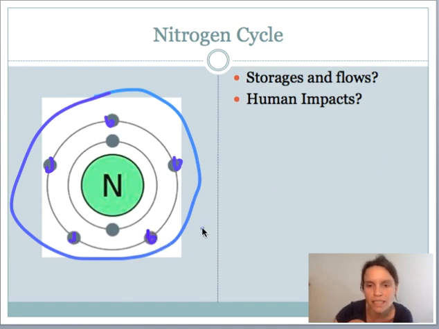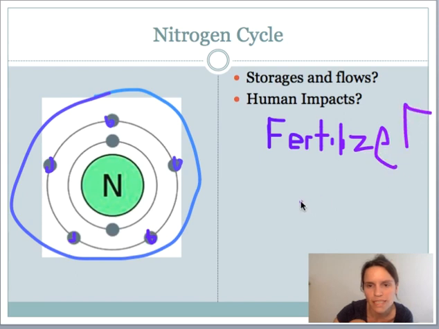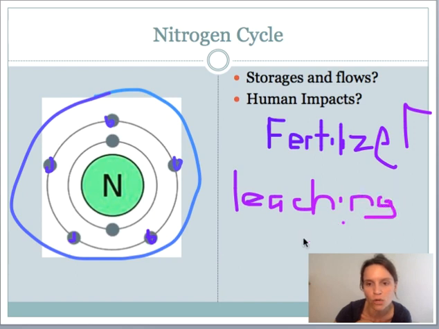And as humans add more and more nitrogen through nitrogen-based fertilizers to environmental systems, we see these nitrogen atoms interacting with the soil and pulling other elements down and bonding with them because they want to fill up their outer shell of electrons. And in doing so, they undergo leaching of other elements and pull other nutrients out of the soil. So that's one big human impact on the nitrogen cycle.